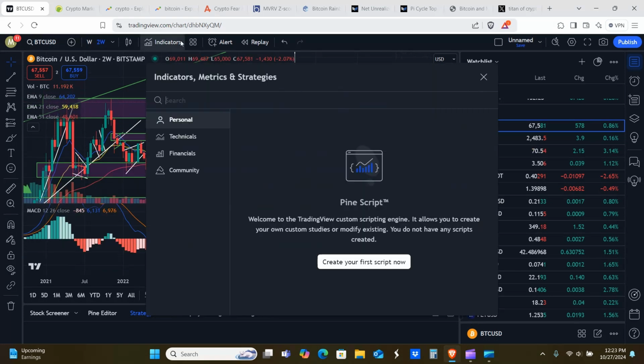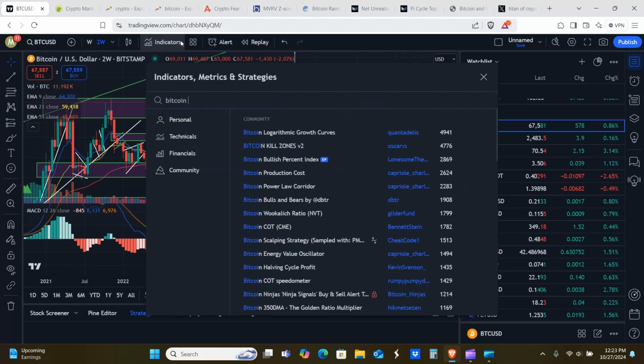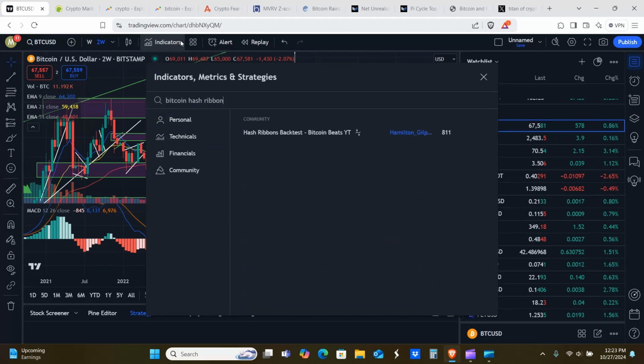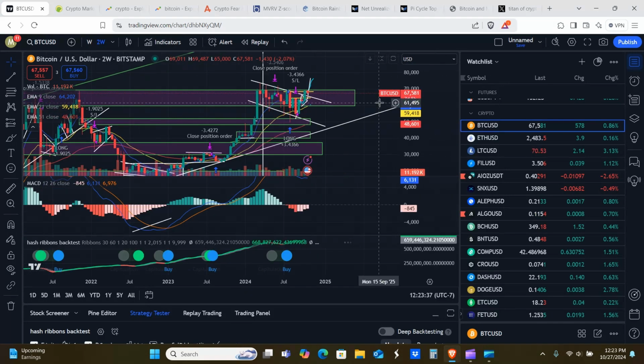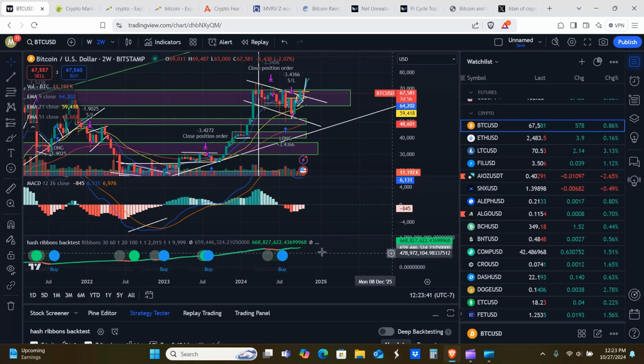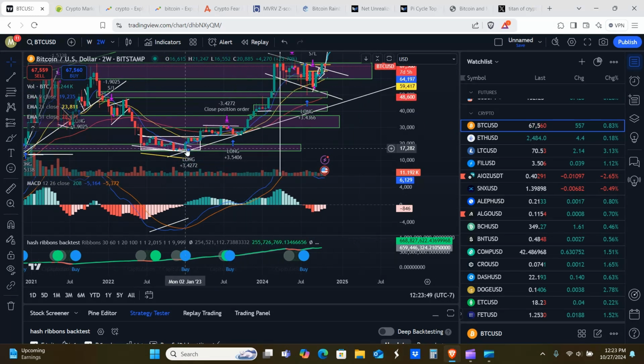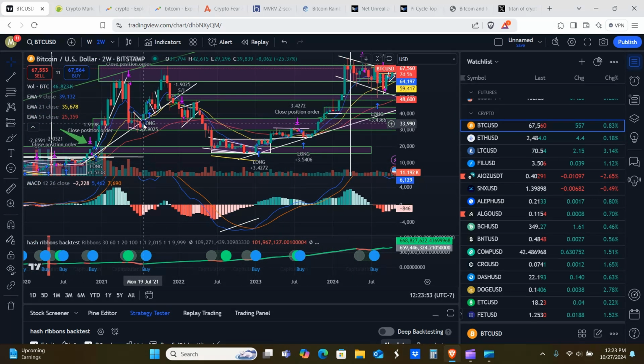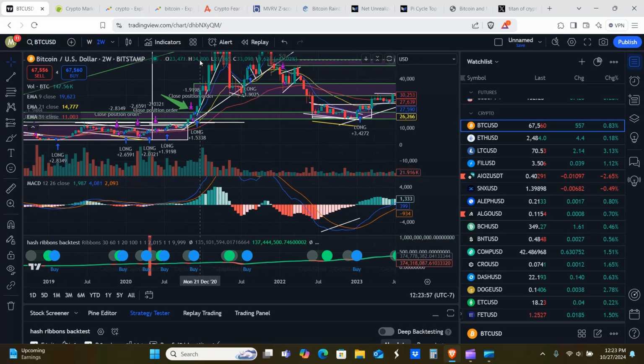Okay, so the next thing I want to go over here is the Bitcoin hash ribbon indicators. Okay, so we just recently got a buy signal here on the 2-week. In my opinion, that's very bullish. Last time we got one, July 23, took off to the upside. And then again, we got another one in January 2023, took off to the upside. And we also got one back here during the mid-cycle correction in 2021, took off to the upside.